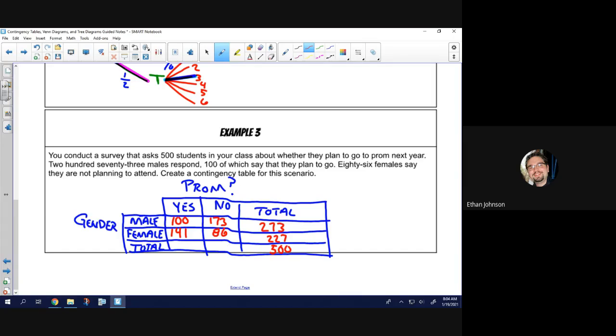And then to get our total yeses, total no's, we can just add. 100 plus 141 gives me 241. 173 plus 86 gives me 259.